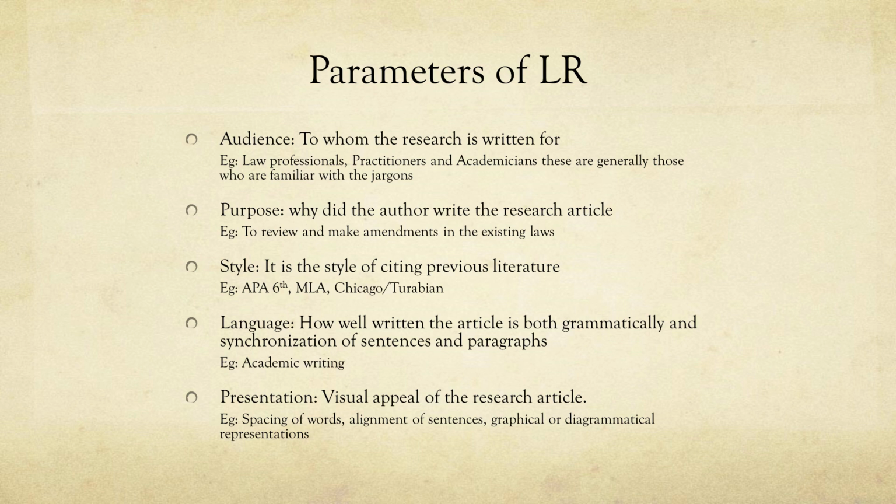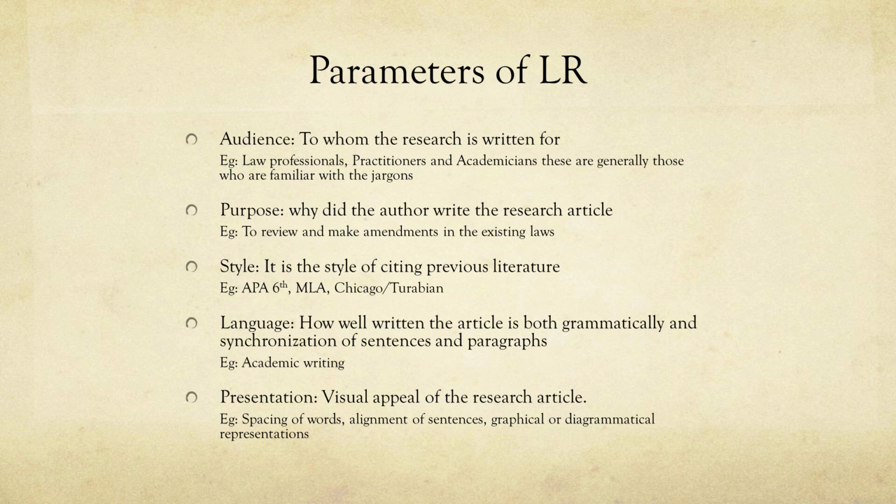So if all this is done well, it is actually called a form of academic writing, which is what we are actually learning in research methodology, how to academically write so that it is read well and it attracts everyone in your field. The last parameter we can say is the presentation. How visually appealing is your research article? What is the spacing of the words, the alignment of the sentences, whether you've used any graphs or diagrams or tables to represent it? Is it easier for the audience to read it, or is it making it very difficult? So these are some of the parameters on which you can critique the existing literatures.